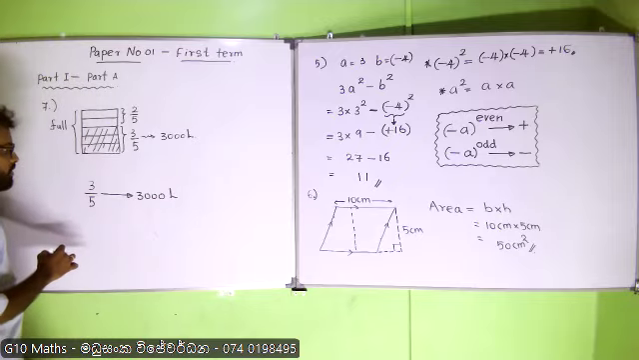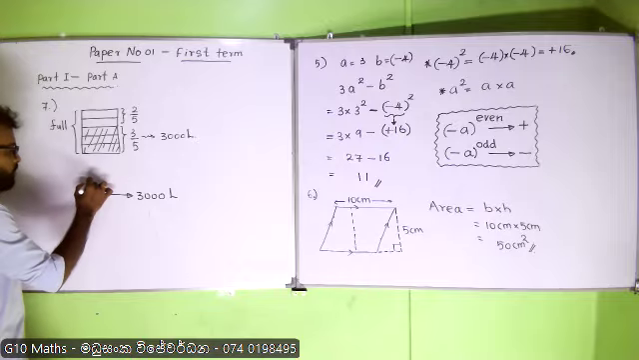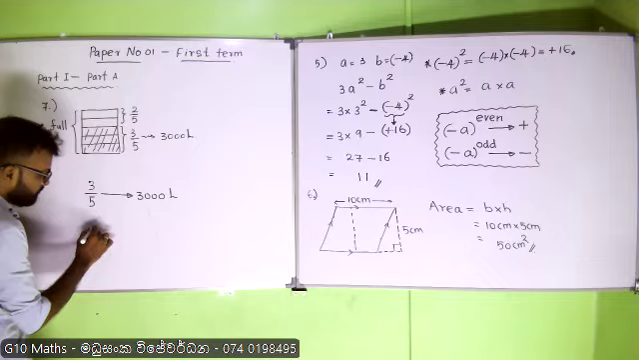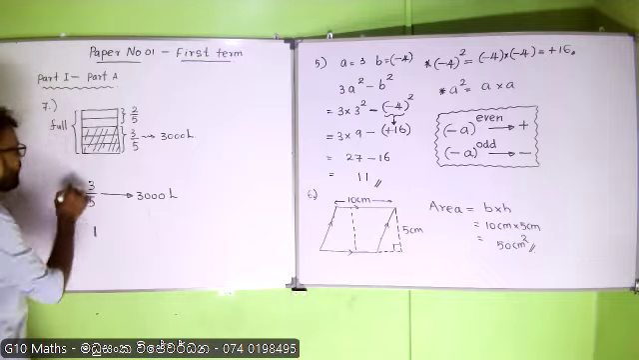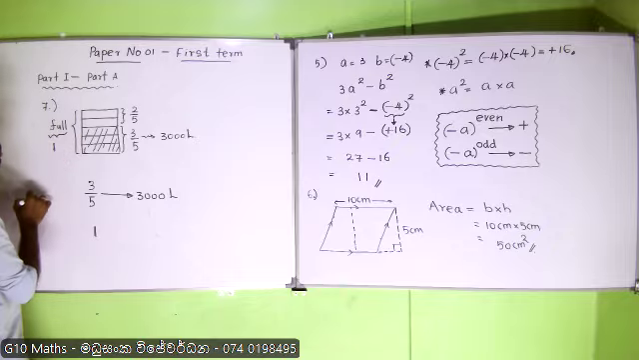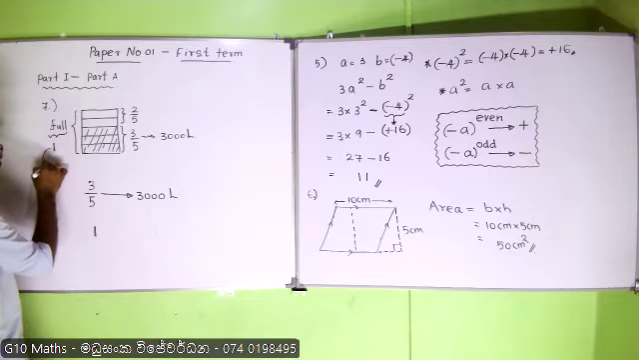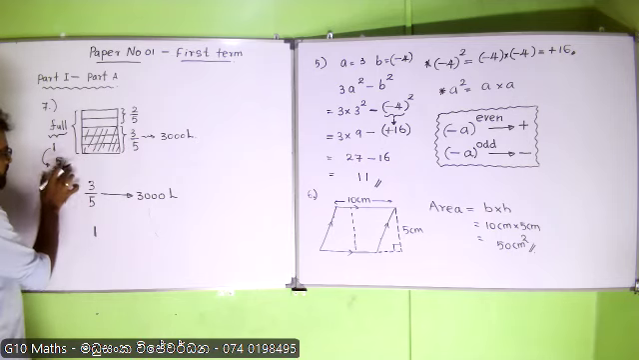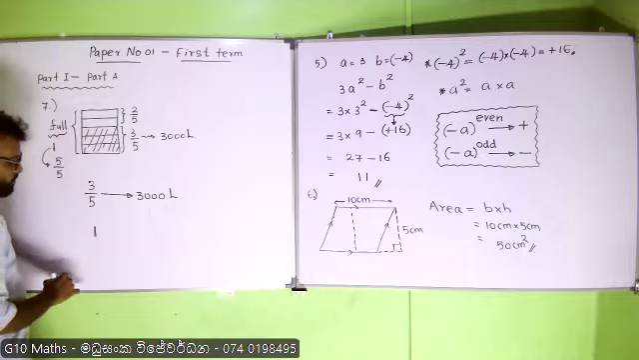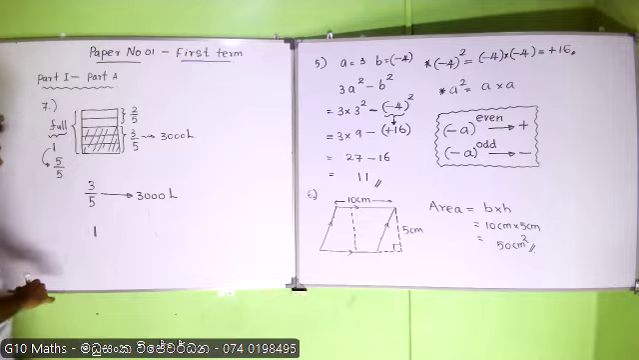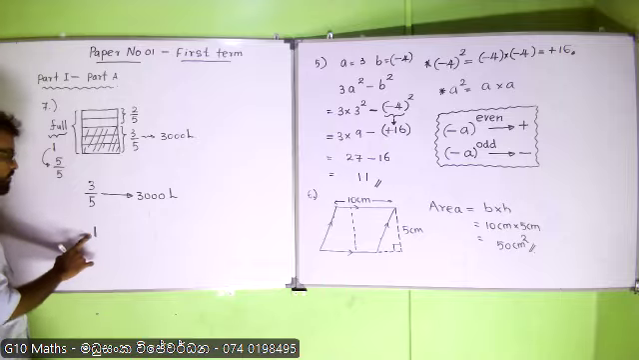Right? So you need to find the capacity for the full tank. I will say this full tank is 1, and 1 means 5 upon 5. If you fill this full tank, it will be like 5 upon 5. So how are we going to obtain 5 upon 5?